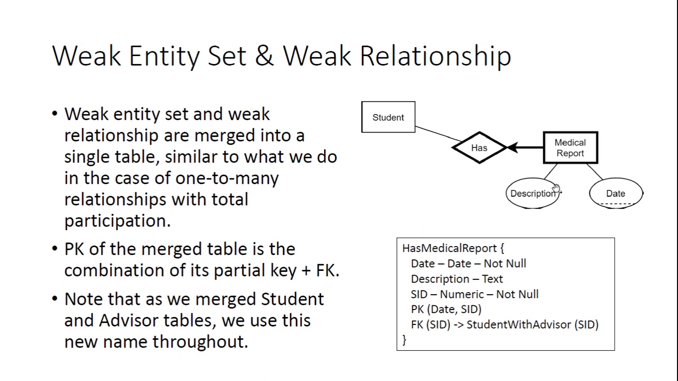For the medical report table, we connected the entity set with the relationship. We have the date and description attributes here for the weak entity. We also need the primary key of the parent, the strong entity, right? In this picture, the strong side is student. To find a unique medical report, I need the primary key of the student as well, so we are keeping it here, SID. The primary key for this weak entity is going to be date plus SID. SID was the primary key of the strong side, and it is also a foreign key that references the SID of a student. But remember, we named the table student with advisor, so it is included with that table name here.